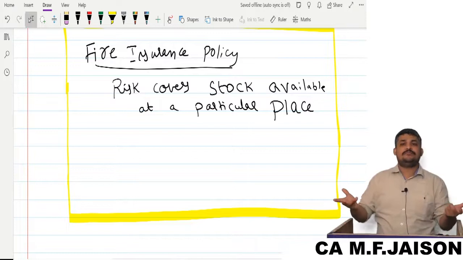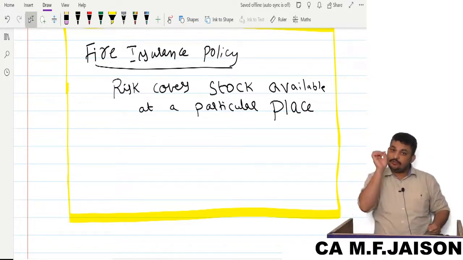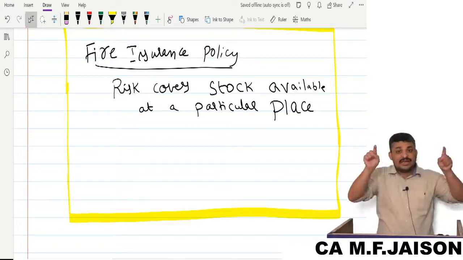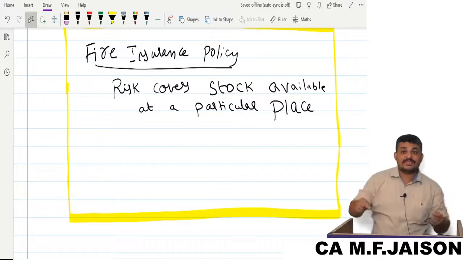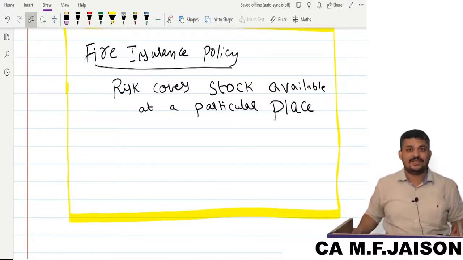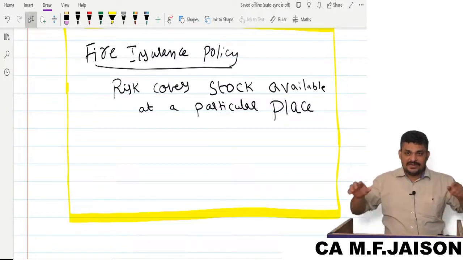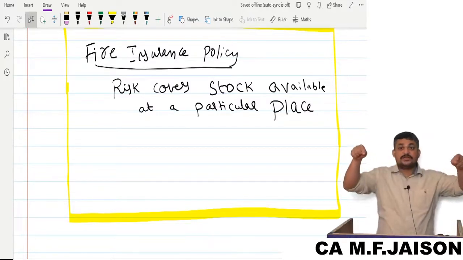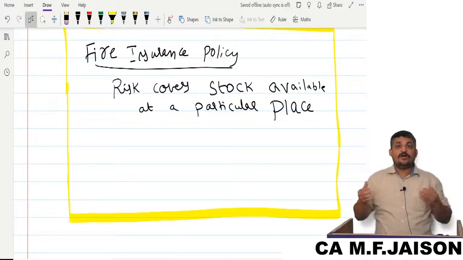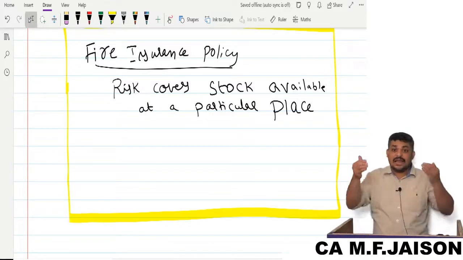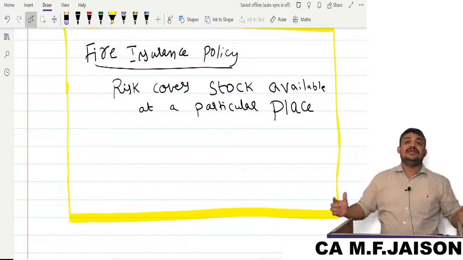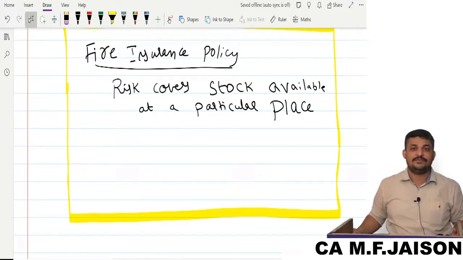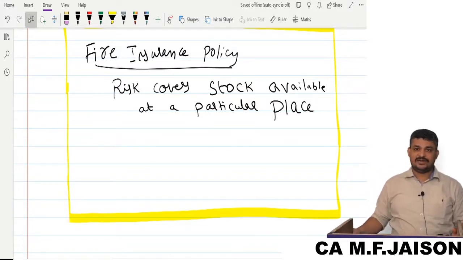So then what does it represent? It represents only those stock which was physically available in the place where the fire accident occurred. I hope you are understanding. So please understand, when I say stock on the date of fire, it is the stock that is physically available on the date of fire at that particular place covered by the insurance. At the particular place covered by the insurance is what you should understand.